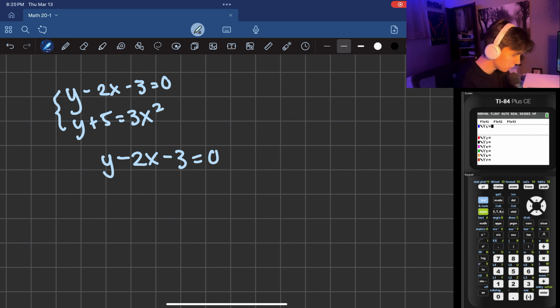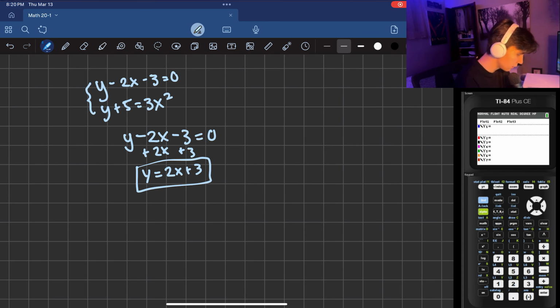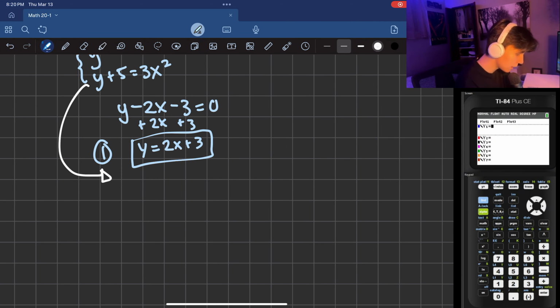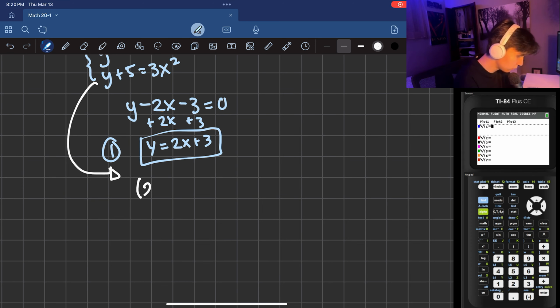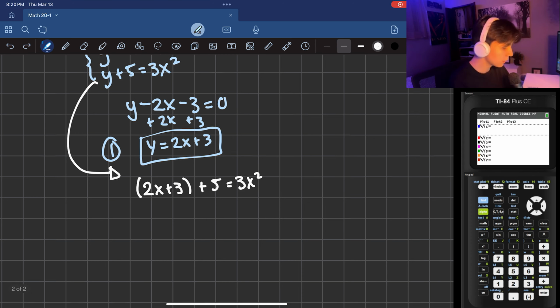So to isolate y here, what I can do is add 2x to the other side and add 3. So I get y equals 2x plus 3. And now that we have our y isolated, so this is going to be our first step, we're going to go back into our other equation, and we're going to plug it in. So we have what y is equal to. So y is equal to 2x plus 3. And we're going to replace this y. So we have 2x plus 3 plus 5 is equal to 3x squared. So that's just our general equation, but with this instead of the other y.